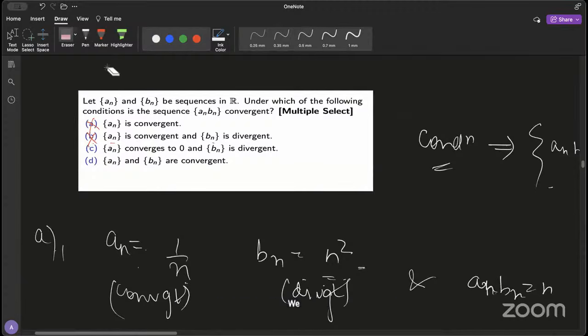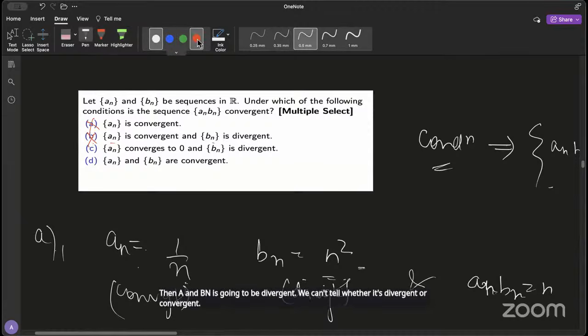We can't for sure say that if An is convergent and there's nothing given about Bn, then An Bn is going to be divergent. We can't tell whether it's divergent or convergent. So this is also incorrect.